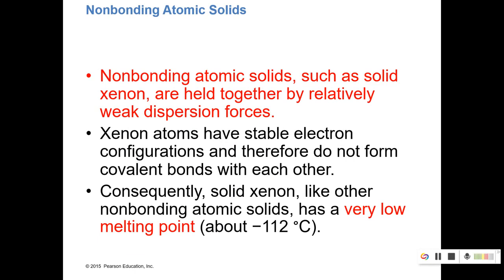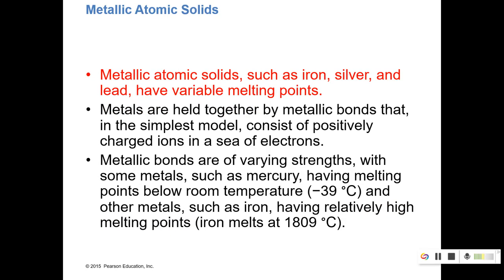Non-bonding, those are obviously going to be the weakest dispersion forces, and these are going to be noble gases. They have very, very low melting points because noble gases are normally gases at room temperature. Metallic solids are next. Those are obviously just metals on the periodic table when they're alone, like iron, silver, lead, gold, even platinum. Melting points vary. They're in between network covalent and non-bonding.